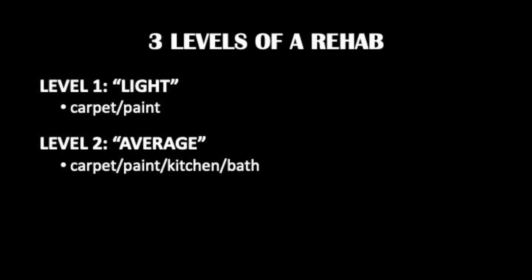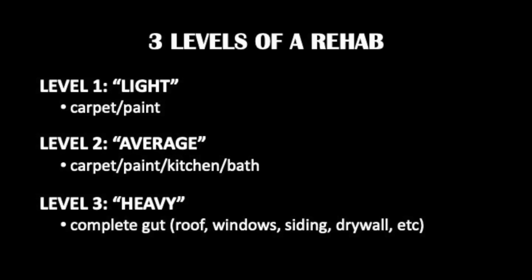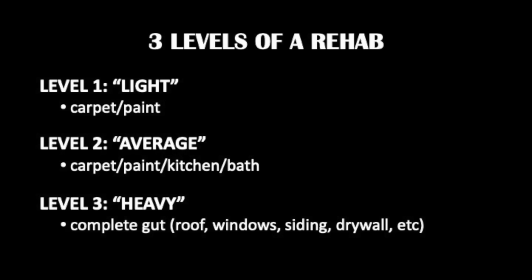It includes carpet and paint and also kitchen and baths. And the third level of rehab is what I call heavy, and this is a complete gut job and usually includes changing a floor plan, new drywall, or capital improvements such as a roof, windows, and siding. Like I said, my experience has been that a rehab usually falls into one of those three levels.